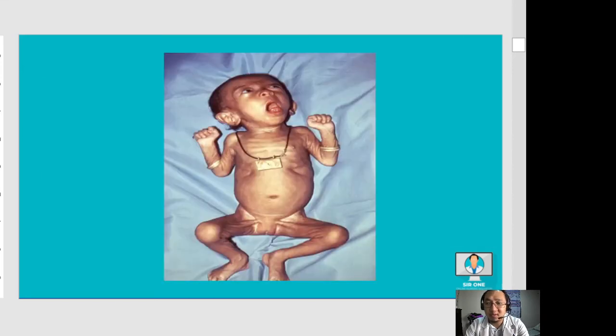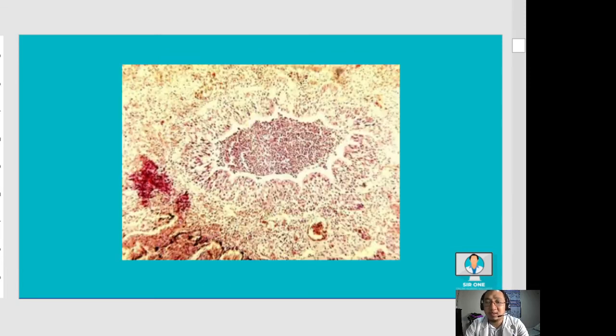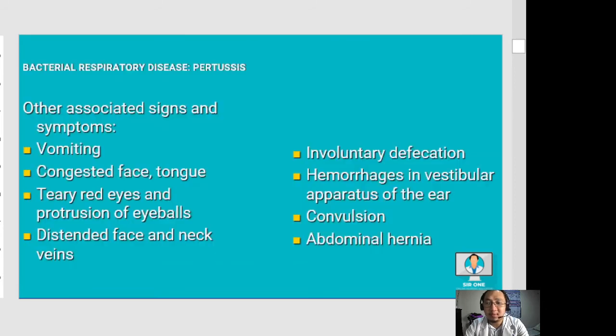So based on this one, it can also infect infants, and this is a microscopic view of the bacteria. Other associated signs and symptoms, aside from what I've mentioned in those three stages, are vomiting, congested face and tongue, especially the veins, teary red eyes and protrusion of eyeballs, distended face and neck veins, involuntary defecation, so including the stomach or the GI tract, as in general, is affected by increased pressure.